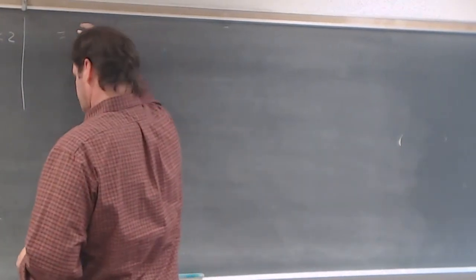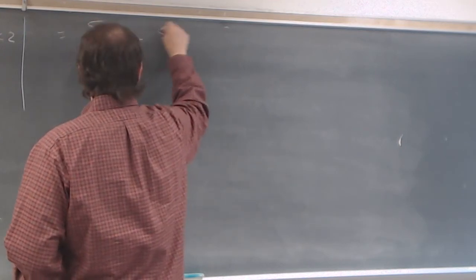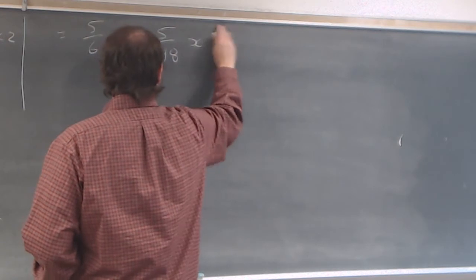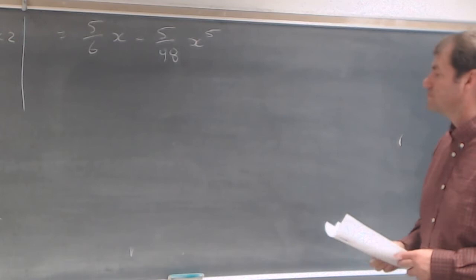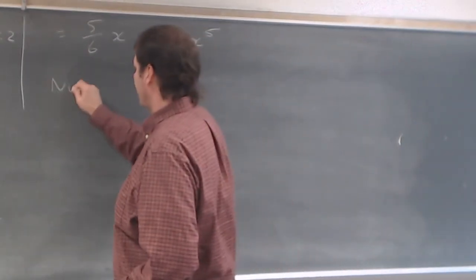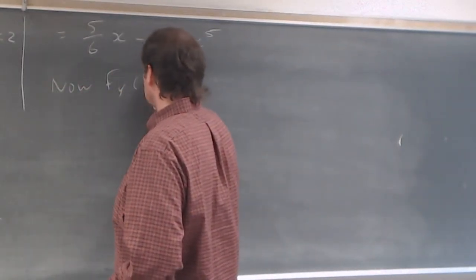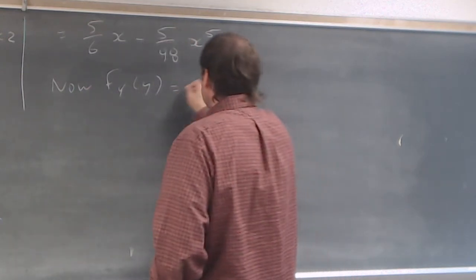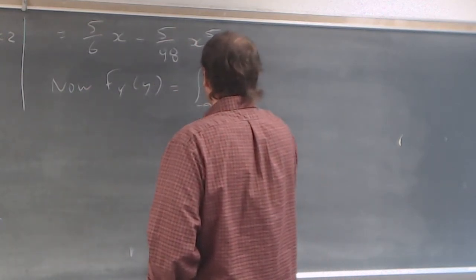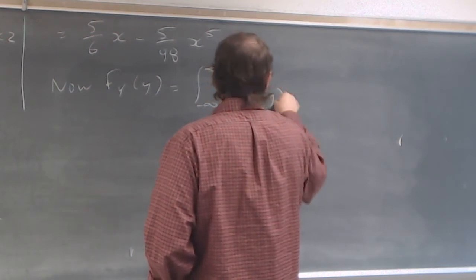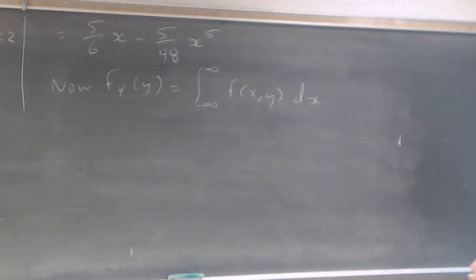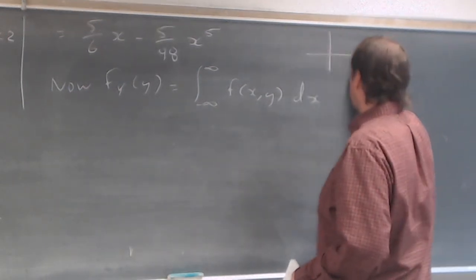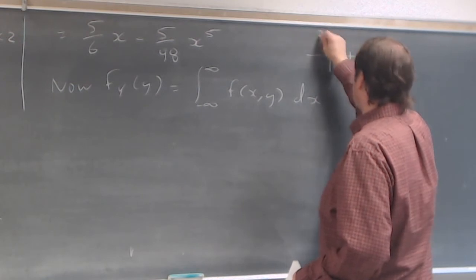So that's equal to, if you will, 5/6x minus 5/48 x to the 5th. Okay? So that's what the PDF of x is. Now, the PDF of y is equal to the integral from minus infinity to infinity of f of x comma y dx. And again, let's not forget the region of integration here.